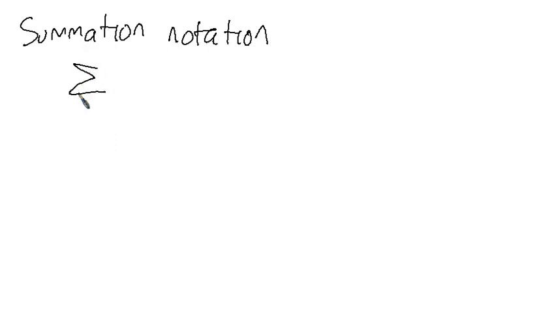So this sigma means we're going to add a bunch of stuff together. We're going to add a certain number of things together. We're going to add from the first thing to the nth thing, from the first to the third, from the first to the fifth, and first to the seventh, always starting at 1, sometimes 0, and going to n, whatever n happens to be.